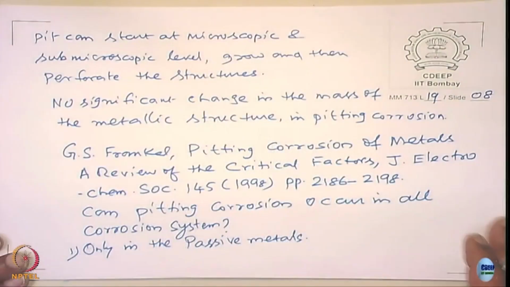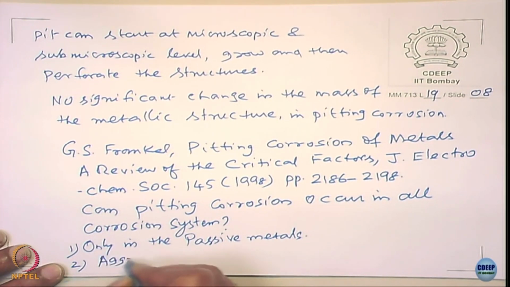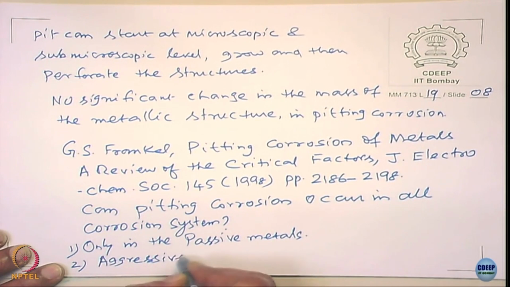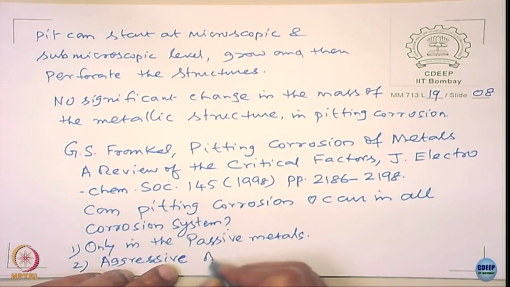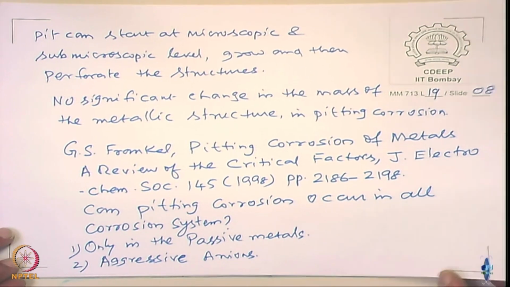First, passivation. Second, you need aggressive anions. So even when the metal is passive, it may not pit unless there are specific aggressive anions. Okay. I will give some examples.